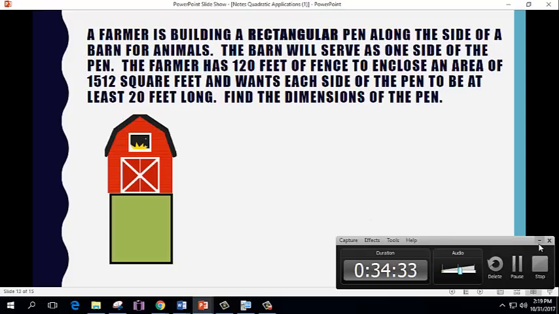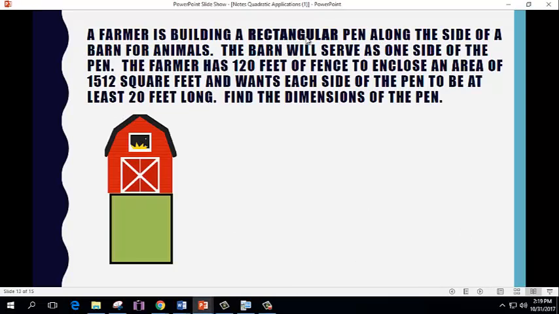Okay, so new one. A farmer is building a rectangular pen along the side of a barn for animals. So here is my picture here. So I got my barn here. It says the farmer has 121 feet of fence to enclose the area of 1,512 feet and wants each side of the pen to be at least 20 feet long. Find the dimensions of the pen.